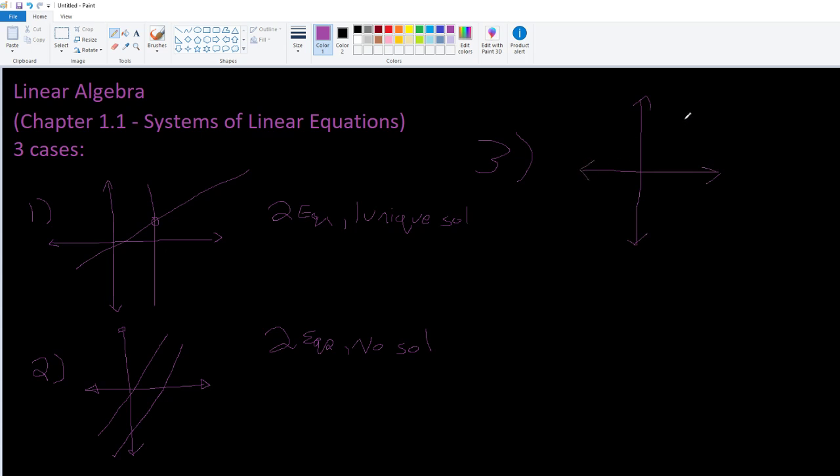So let's say you have a line right here, but you have the same line again directly on top of it. So it's intersecting infinitely. Let's say this is two lines on top of each other. So you might have like y equals 2x minus 1 and then you might have like y equals 4x minus 2 over 2 or something like that.